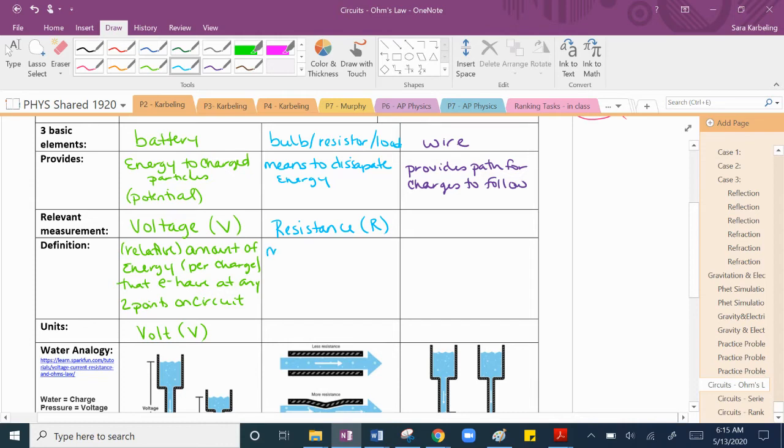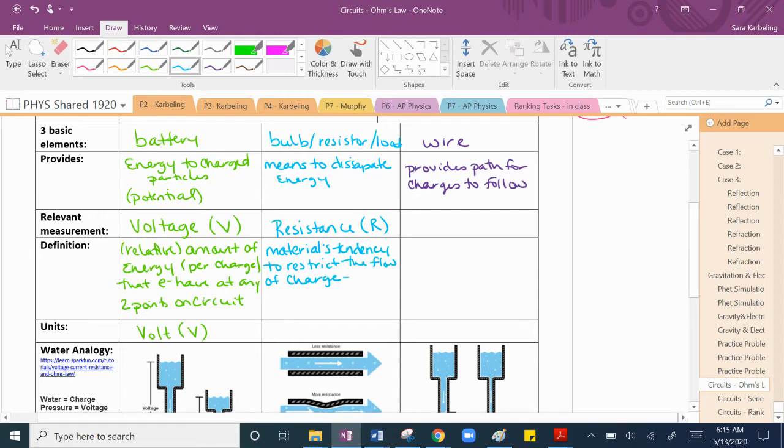Okay. The resistance, like what is it? It's a material's tendency to resist or to restrict the flow of charge. Okay. A material's tendency to restrict the flow of charge.